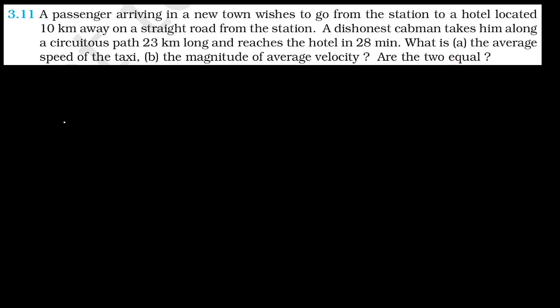A passenger arriving in a town wishes to go to a hotel. A passenger initially at A, and there is a hotel at B. The shortest distance is mentioned in the question, 10 kilometer, located 10 kilometer away on a straight road.